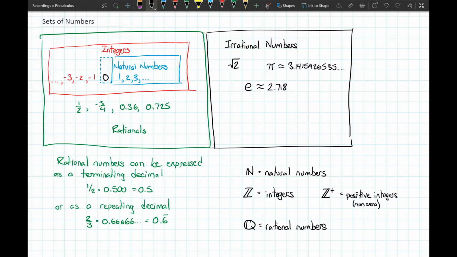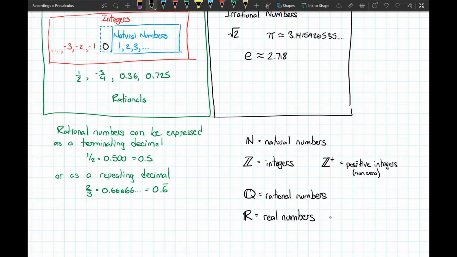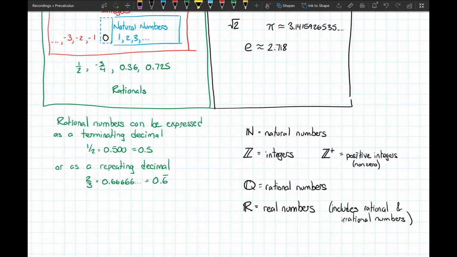But all put together, if you take the natural numbers, the integers, the rational numbers, and you take all of those rational numbers and you combine them with the irrational numbers, then we get the real number set. And the real numbers, that includes the rational and irrational numbers. Now, another definition for real numbers, rather than just thinking that it's a collection involving both rational and irrational numbers, the real numbers are basically every number that can be represented as a point on a number line.